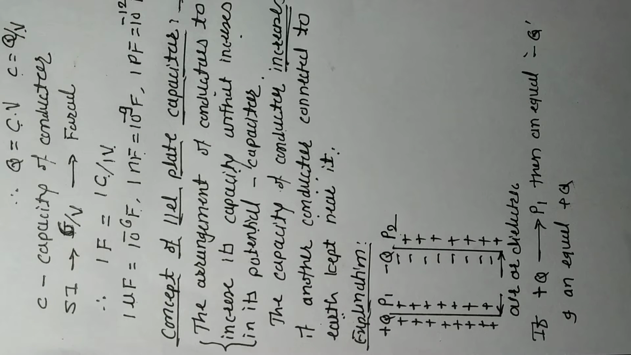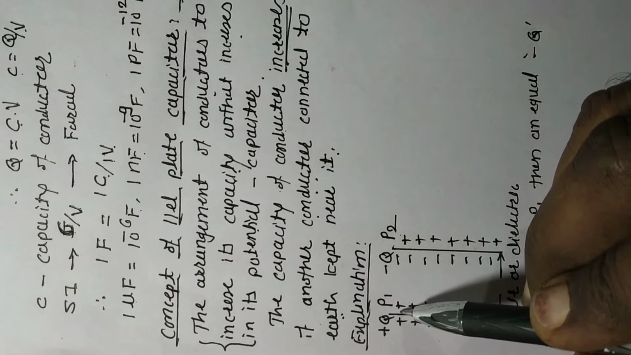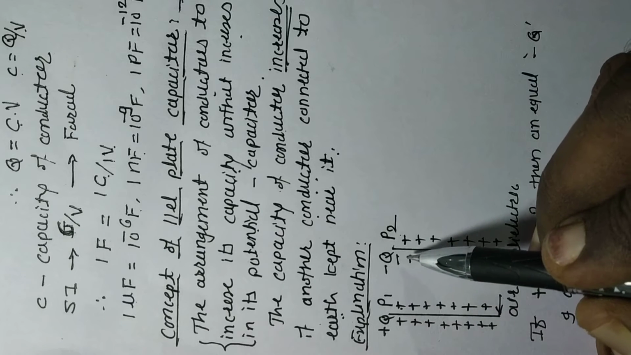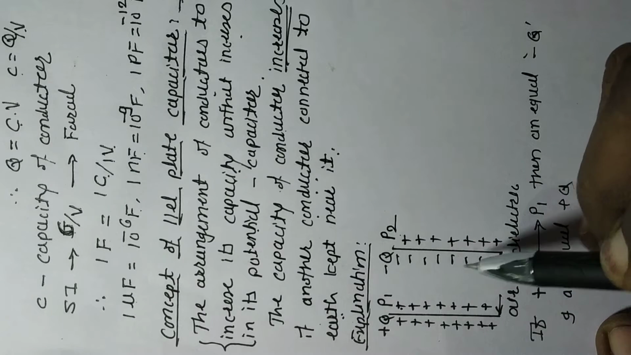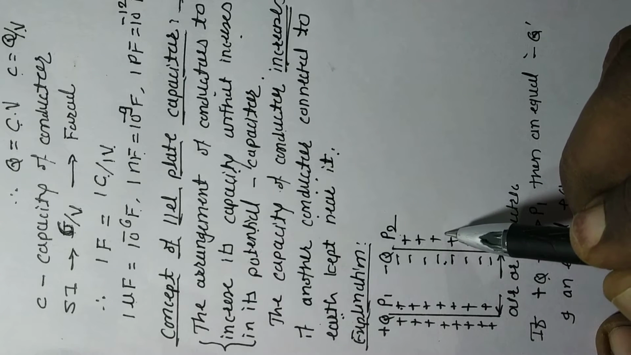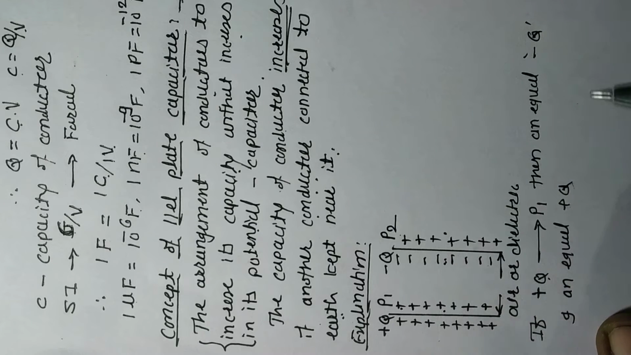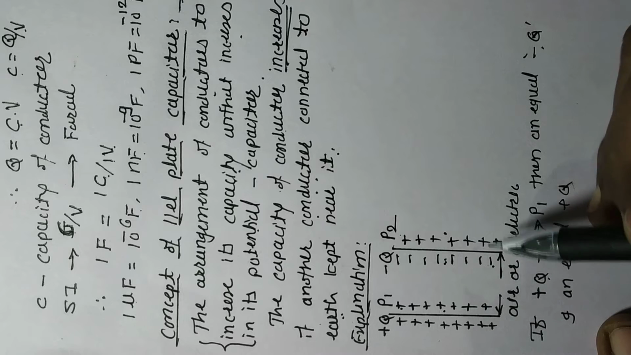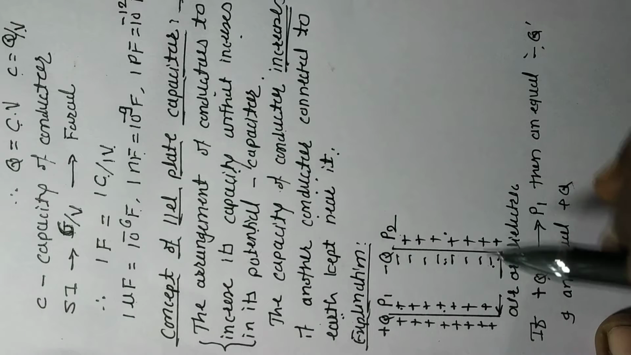काय सांगितलं बघा. If charge plus Q is added on plate P1, then an equal charge minus Q induced on near side, ह्याला म्हणतात near side, ह्याला म्हणतात far side, या कंडक्टरची near side आणि far side, then an equal minus Q charge induced on near side of plate P2 and an equal plus Q charge induced on far side of plate P2.